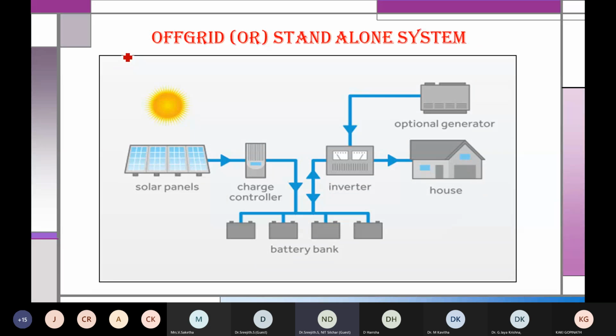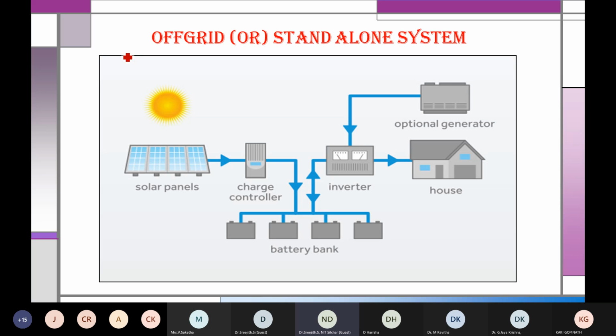Now, if we see the classifications of PV systems, we classify them into two mainly. One is off-grid, the other one is on-grid. Off-grid means it's standalone. On-grid means it will be grid connected. If you say off-grid, it's understood from the meaning: it's off the grid. Standalone, it has the ability to stand alone without having support from the grid.